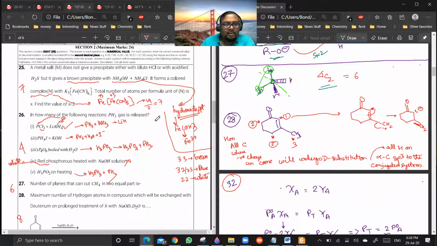So 25. You see, brown precipitate with NH4OH and NH4Cl. What are the cations in group 3? Do you remember? Group 3 cations. You have Fe3+, you have Cr3+. Are you remembering it?